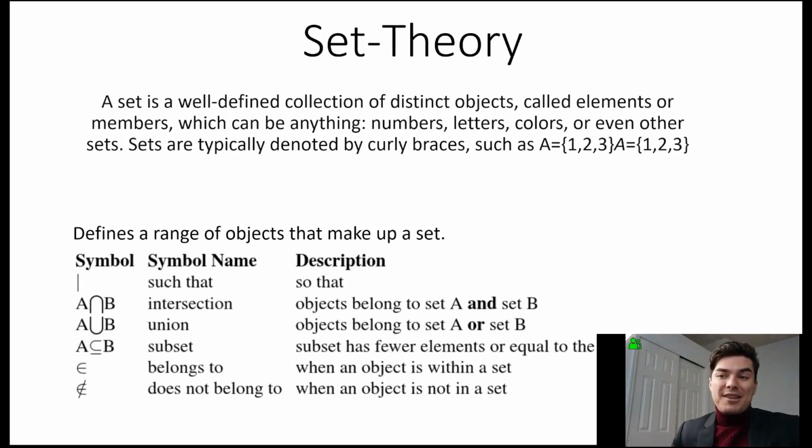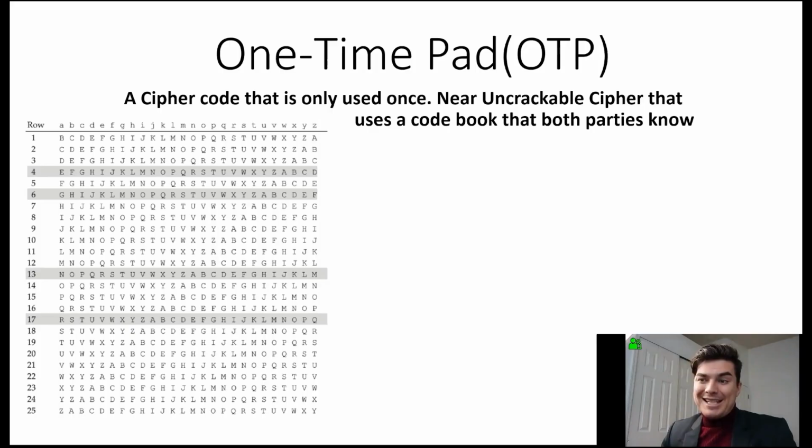Set theory. Now, a set is a well-defined collection of distinct objects called elements or members, which can be anything from numbers, letters, colors, or even other sets. Sets are typically denoted by curly braces, such as A equals curly brace 1, 2, 3 enclosed. The one-time pad is a cipher code that is used only once. It's near uncrackable, and it uses a code book that both parties know.